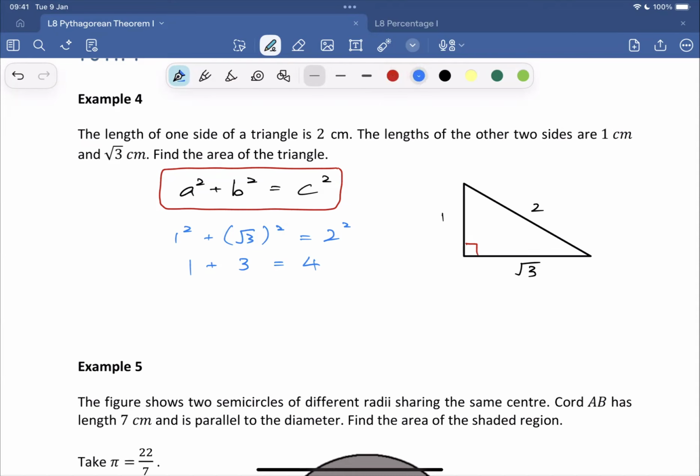So now can we find the area? Come, let's find the area. The base must be perpendicular to the height. So what's the area? Half times base times height. Tell me what's the base? Square root 3 times 1. There you go. What's the answer? Now give me an answer as a fraction.